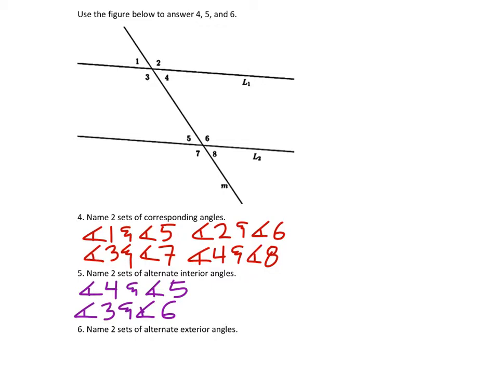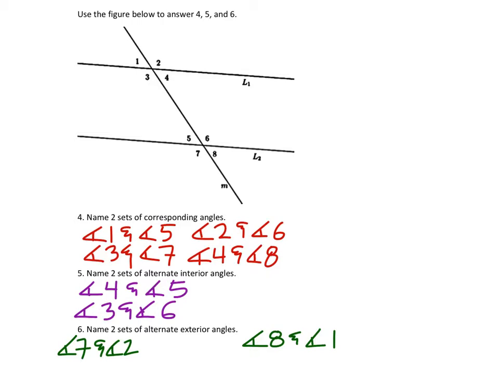Very good. Number 6, name 2 sets of alternate exterior angles. So these got to be on the outside of those 2 lines. Very good. Angle 7 and angle 2 are alternate exterior angles. They're at different intersections on opposite sides of the transversal. That is correct. Also angle 8 and angle 1 are alternate exterior angles.